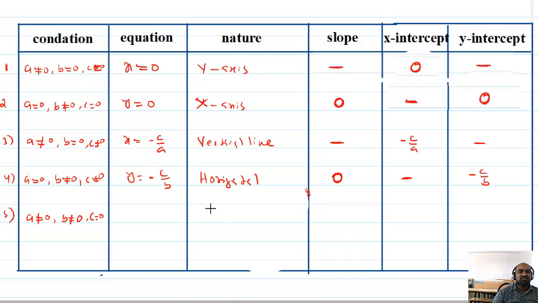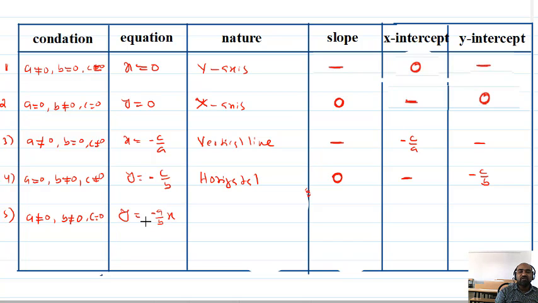I will take this case. What happened to the equation? Actually I will write here ax plus by plus c equal to 0, only c equal to 0, means ax plus by equal to 0, or by equal to minus ax, or y equal to minus a by b into x. Okay, I will write that. So, y is equal to minus a by b into x.